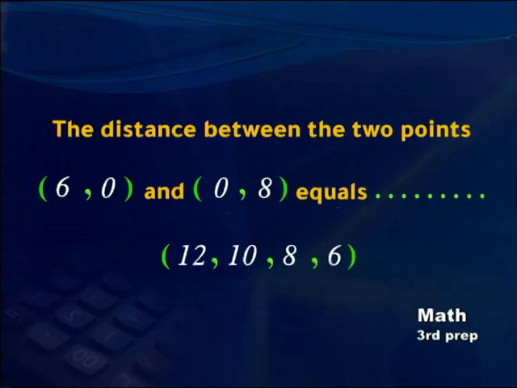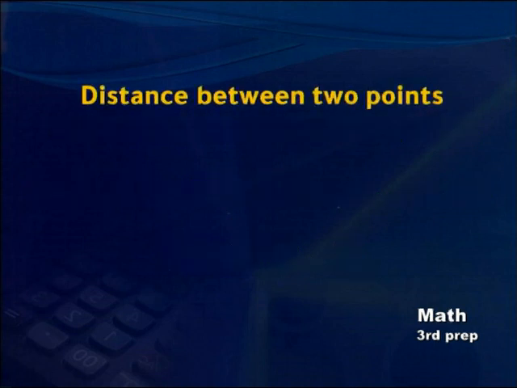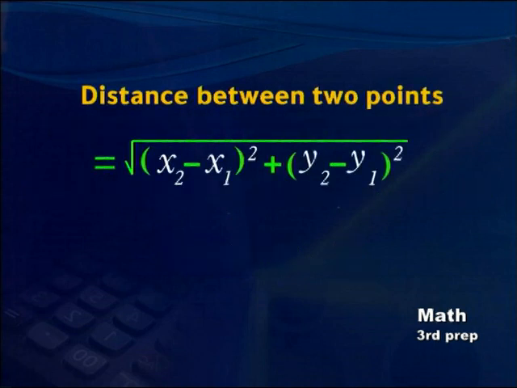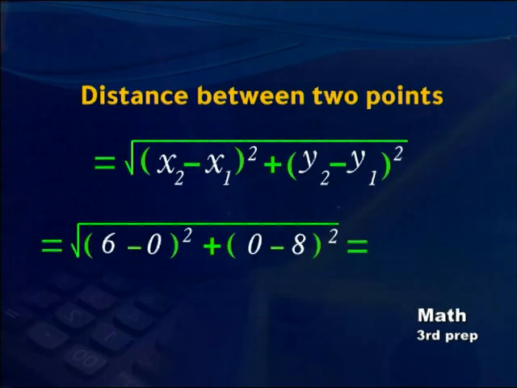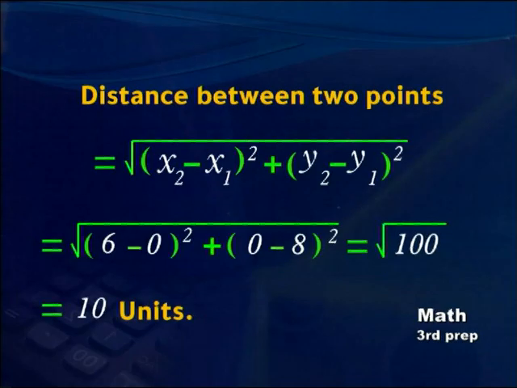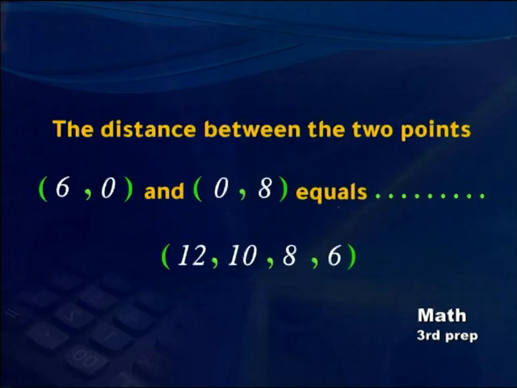First of all, we are going to find the distance between the 2 points. So distance between the 2 points equals square root of (x2 minus x1) to the power of 2 plus (y2 minus y1) to the power of 2. By substituting, it is square root of (6 minus 0) to the power of 2 plus (0 minus 8) to the power of 2. So it is root 100, which gives a result as 10 units. So here we are going to choose the second choice, which is 10.